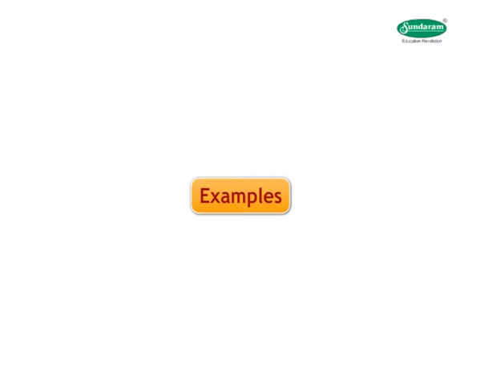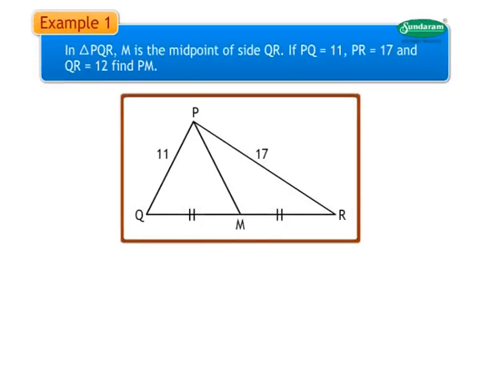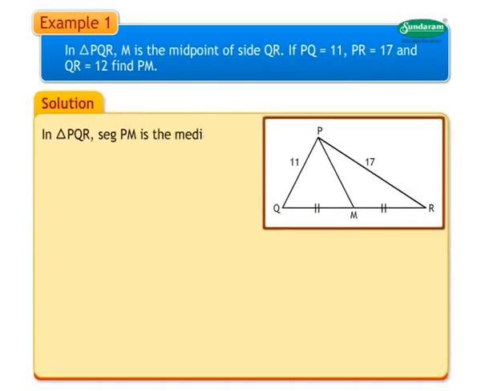Let us solve few examples. Example 1. In triangle PQR, M is the midpoint of side QR. If PQ is equal to 11, PR is equal to 17 and QR is equal to 12, find PM. Solution. In triangle PQR, segment PM is the median. Therefore, QM is equal to MR is equal to 1 upon 2 QR is equal to 1 upon 2 into 12 is equal to 6.